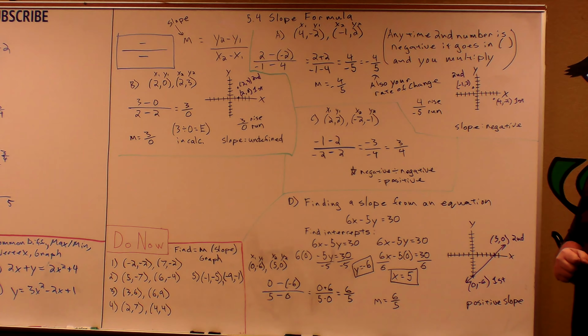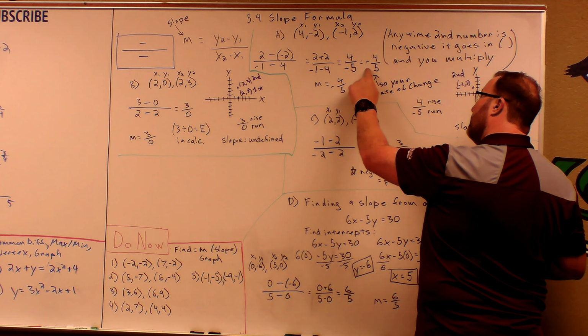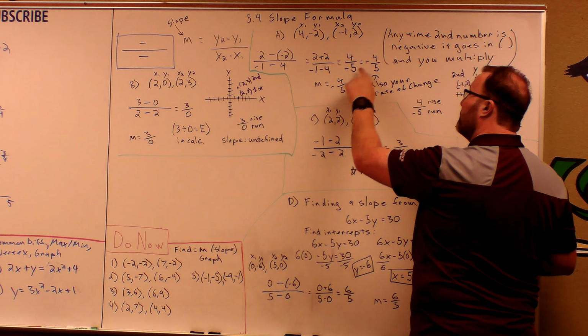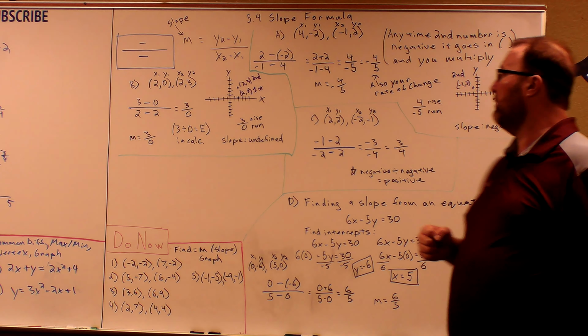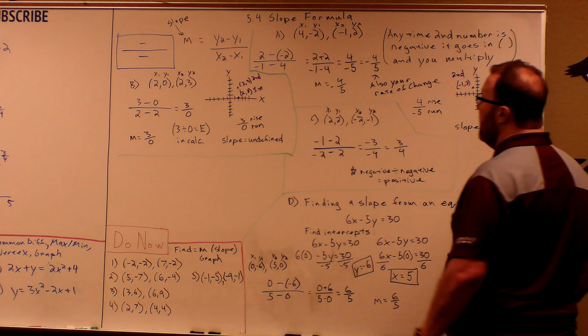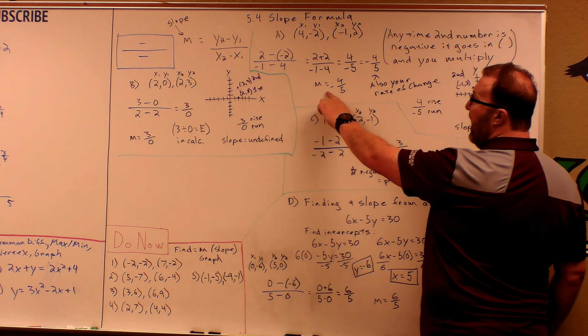But with this said, this is not the answer. This is the answer. Because a positive divided by a negative is what? Negative. What's a negative divided by a negative? Positive. Good. So that means our final answer is m equals -4/5.